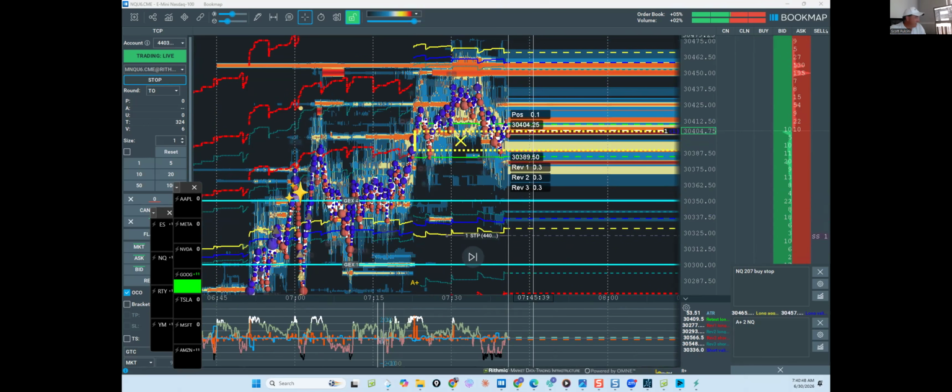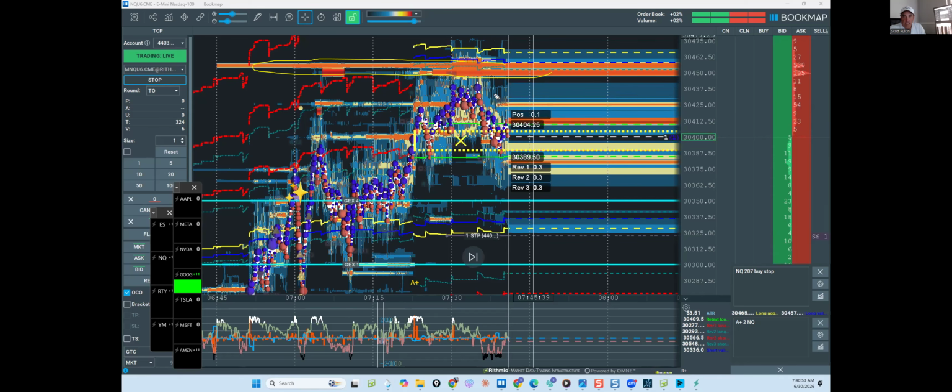All right, so you see, this is exactly what I'm talking about. It came up here. These algos sniffed the size, said, "Yeah, let's run away." It doesn't mean it's not going to come up here again.